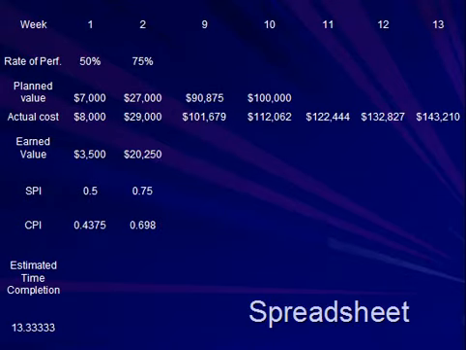This slide demonstrates a snapshot of the spreadsheet with columns 3 to 8 hidden. The tasks are found on the left while the actual cost of the project at its end is located on the right. Several calculations should be noted that will be explained. Notice the earned value for week 1 is $3,500. The SPI equals 0.5 for week 1, while the CPI equals 0.43 for week 1 and 0.7 for week 2. Note the actual cost of the project at its end at $143,210.